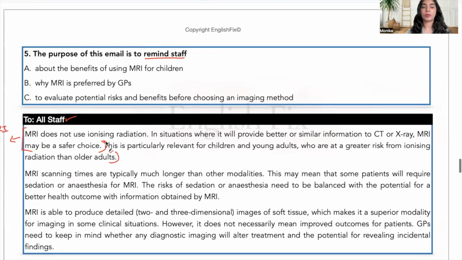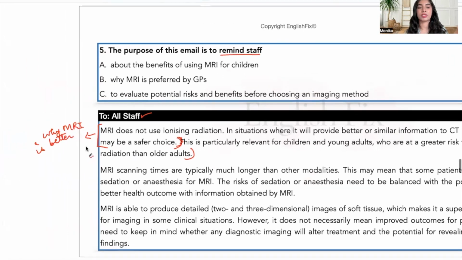So basically from here to here, they have said that, listen, because MRI does not have a particular kind of thing, that is more safe, much better as compared to a CT or an X-ray. And this is much better, especially for children and young adults who are at a greater risk from ionizing agents. So they have told me why it is better for children and young adults, right?